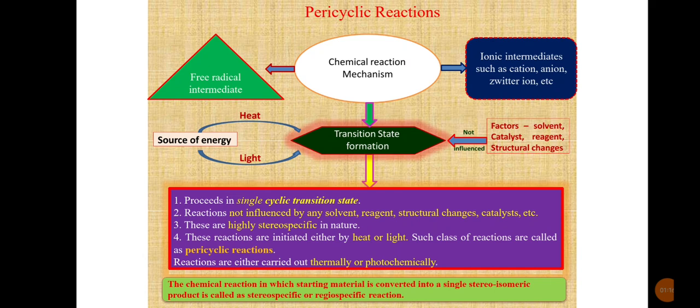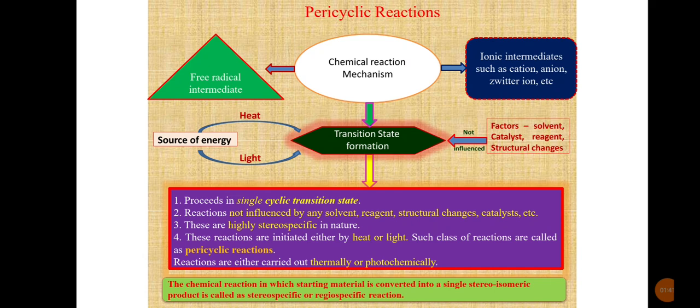So the chemical reaction mechanism involves either free radical intermediate or ionic intermediate, or the transition state formation, as we have seen earlier. The transition state formation proceeds in a single cyclic transition state, and the reactions are not influenced by any solvent, reagent, structural changes, catalyst, etc. They are highly stereospecific in nature.